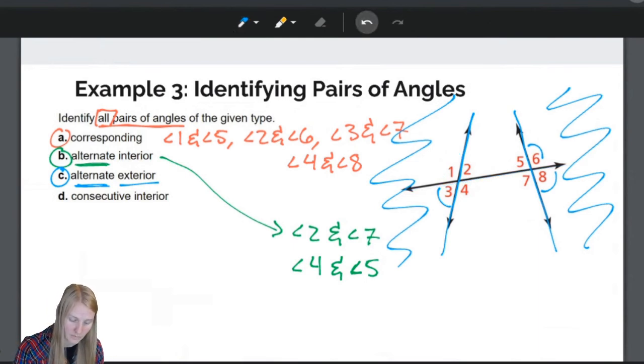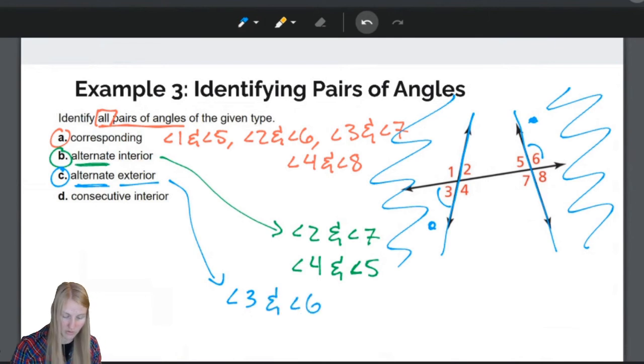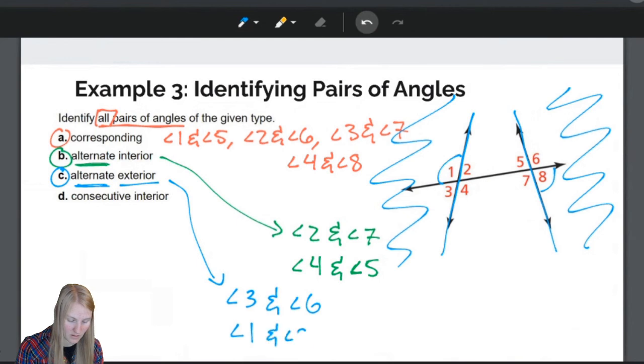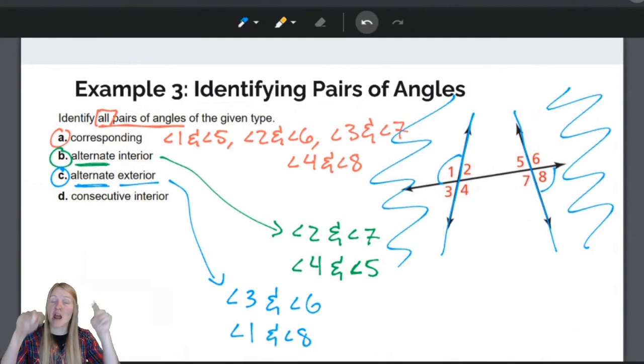So 6 and 3 are on opposite sides. 6 is on the top, 3 is on the bottom, and they're also still on the exterior. So angle 3 and angle 6 are alternate exterior angles, and angle 1 and angle 8. They're on the exterior and they're on opposite sides of the transversal.